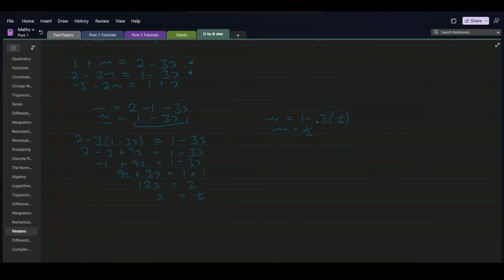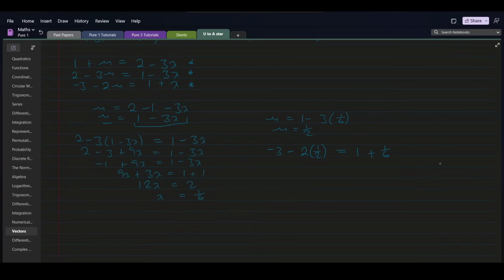So now that we have our values for lambda and mu, we're going to substitute them into the third equation. If this third equation is satisfied by these two values of lambda and mu, then our lines intersect. But if it is not satisfied, then our lines do not intersect. So that's negative 3 minus 2 mu, where mu is 1 over 2, and this should be equal to 1 plus lambda, where lambda is 1 over 6.